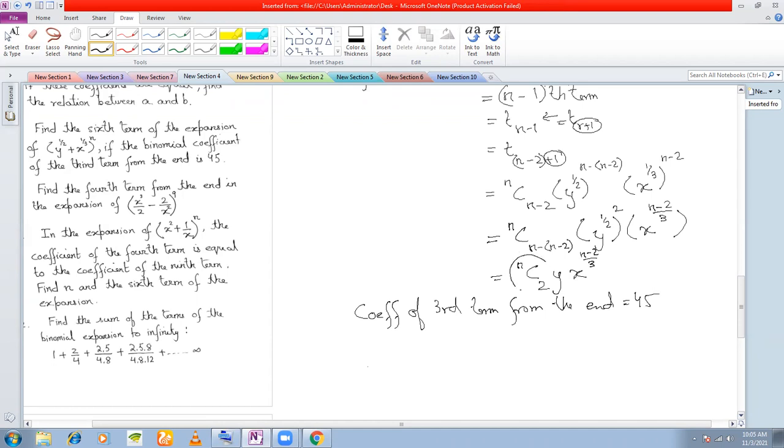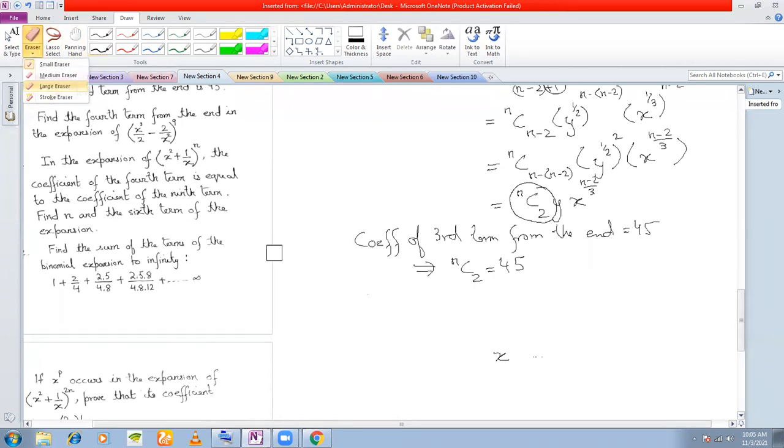And what is the coefficient of third term from the end? This one. That means nC2 is equal to 45. Now which we can solve very easily. So if nC2 is equal to 45, n into n minus 1 by factorial 2 is equal to 45. That means n into n minus 1 is equal to 90. Now will you actually express it as a quadratic equation and solve? Is there a shortcut to solve this equation?